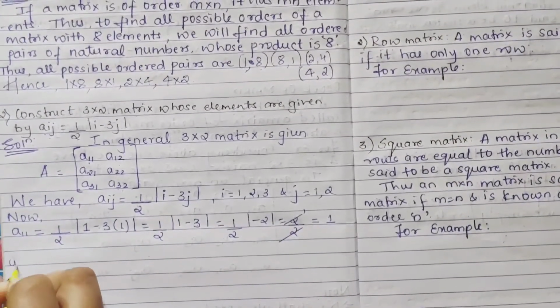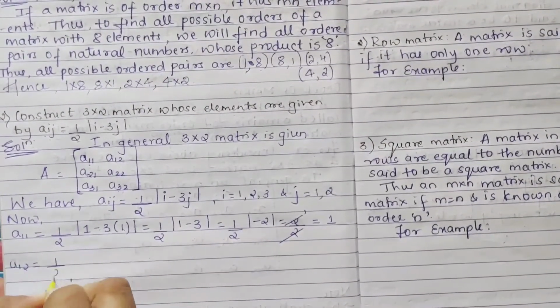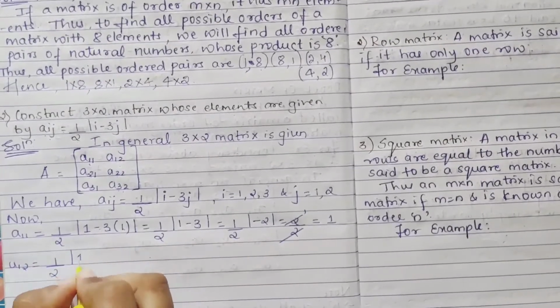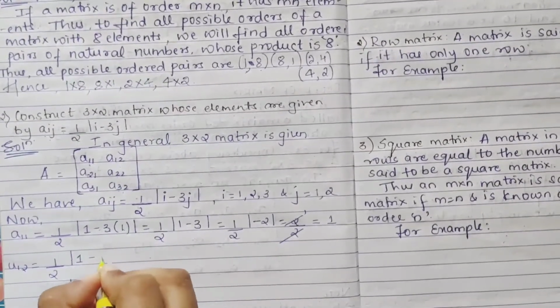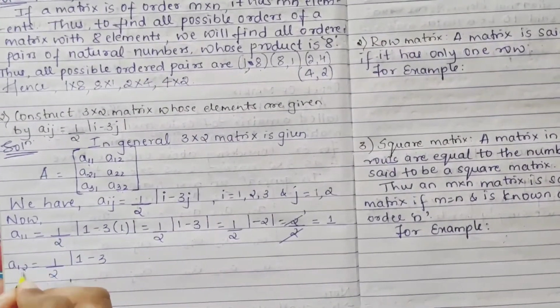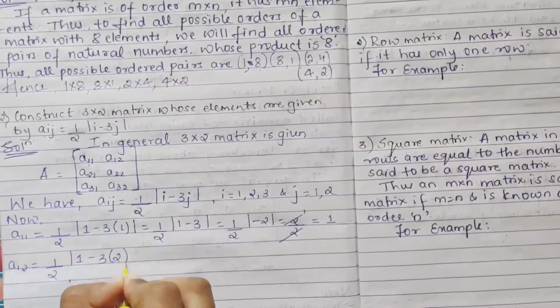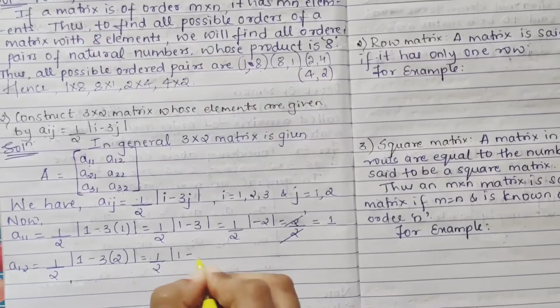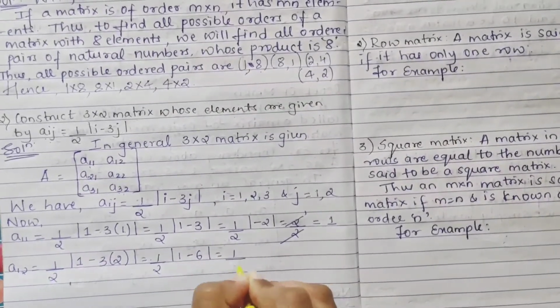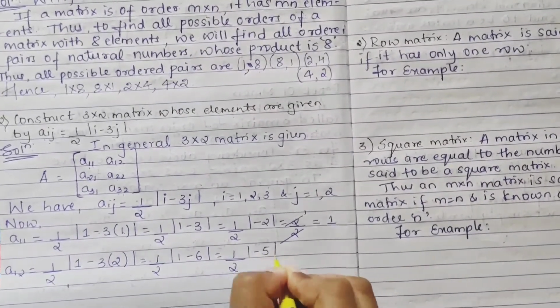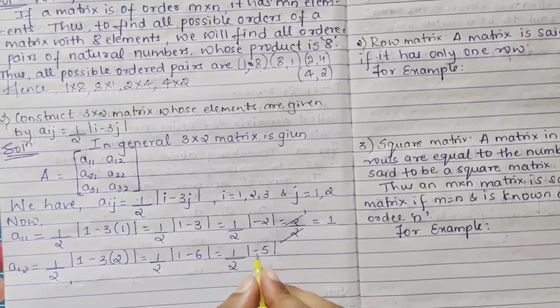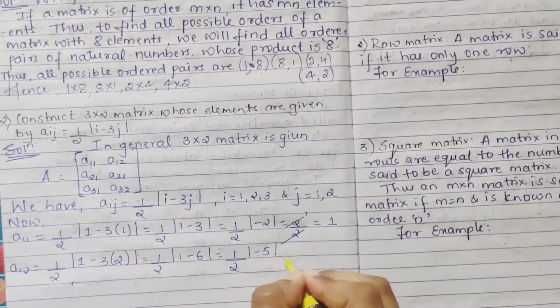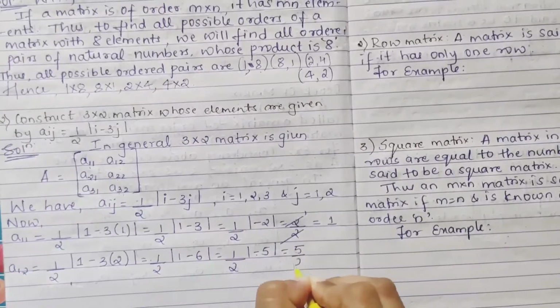So next is our A12. Half, what is our I? It is 1, and our j is 2. So in place of j we put 2. In the same way, half of 1 minus 3 times 2, which is 6. So 1 minus 6 is minus 5, and in modulus negatives become positive. So your answer is 5 by 2.